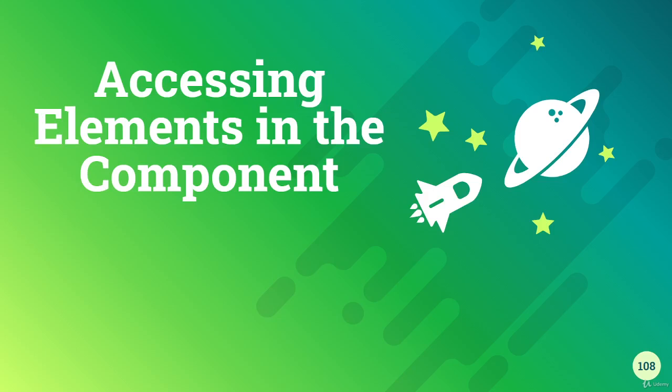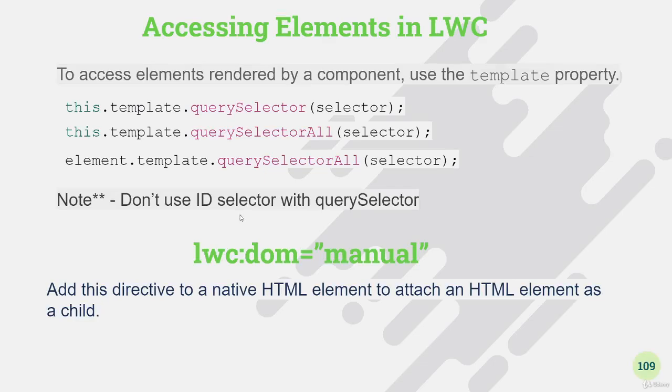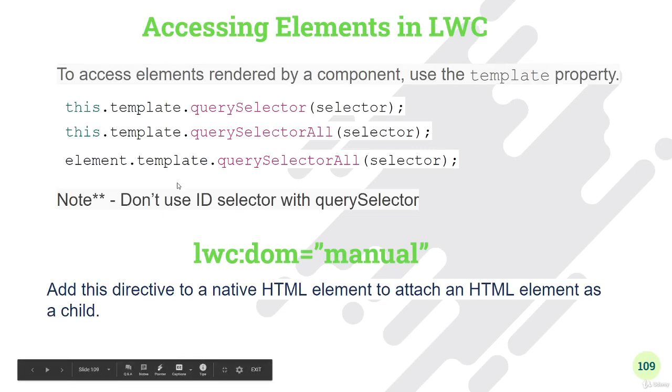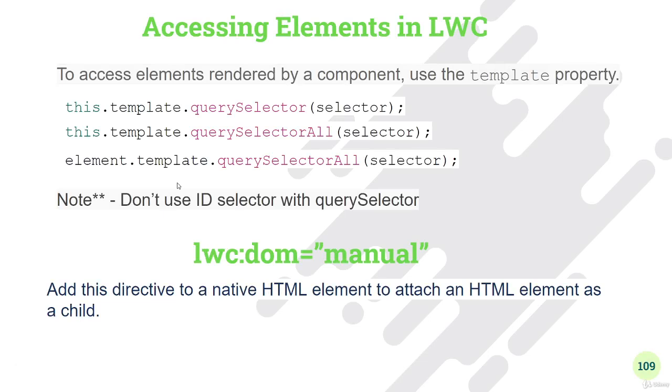In this video, we learn accessing elements in the component. So till now, we have seen how to pass the data within the component from JavaScript to our HTML. And then we saw how to pass the data from HTML to JavaScript using the on-click handler and all. So now we'll see how we can access the elements in the component. To access the element rendered by the component, we use the template property.